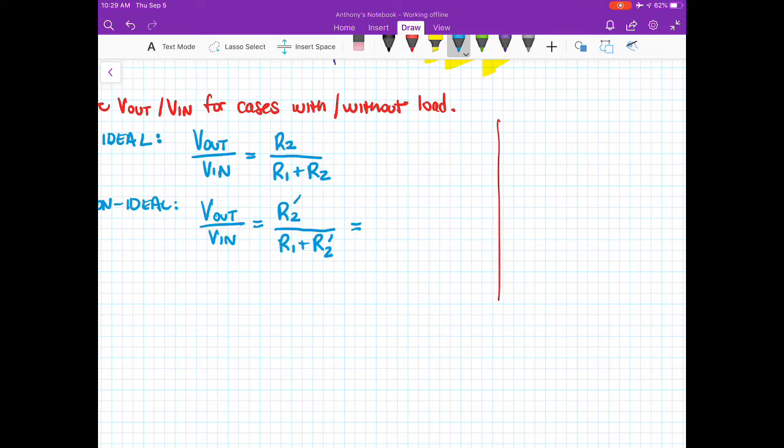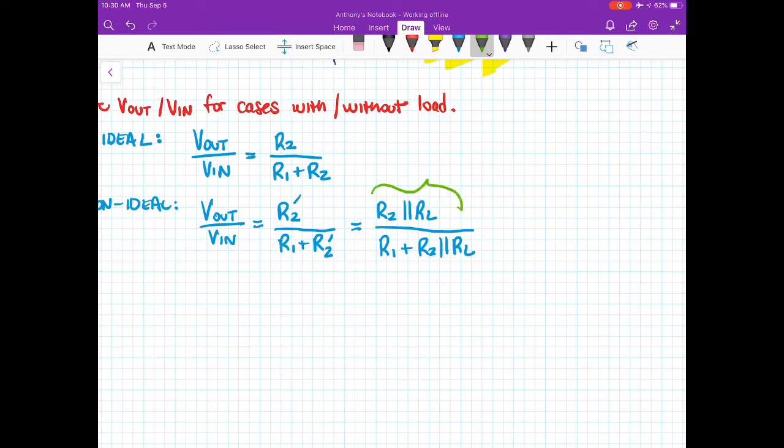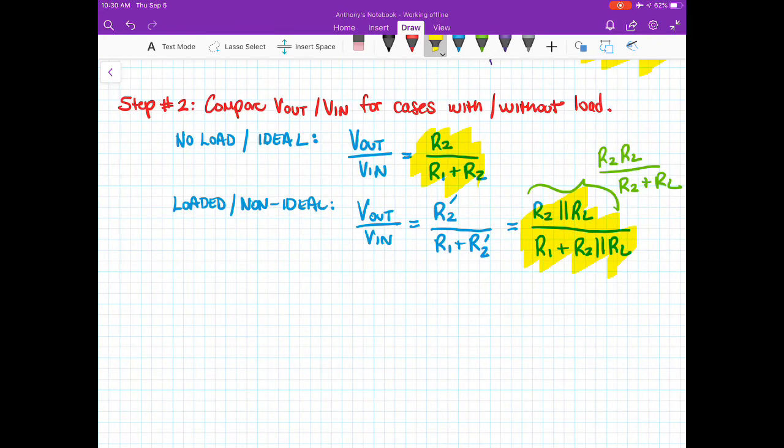We can replace that with, well, we know the expression, but I'll just write it like this. I'll say R2 in parallel with RL, and this would ultimately be R2 RL over R2 plus RL. And so what we can see from taking a look at this is, first things first, there will be a difference. The non-ideal case, because our R2 prime is not going to be equal to our R2, the ideal and the non-ideal case are going to give us differing transfer functions.